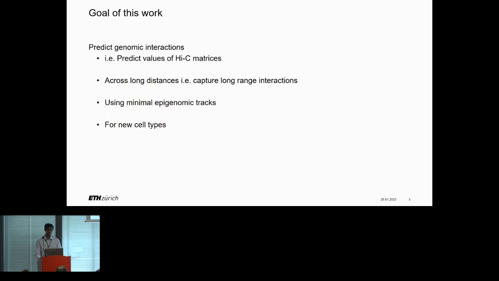The broad goal of this work would be to predict genomic interactions. So we predict values within these Hi-C matrices such that we can capture long-range interactions. At the same time, we would also want to focus on using minimal epigenomic training data sets to predict this. And we want our method to be generalizable to new cell types. The reason is that if we have a cell type for which we do not have enough data to conduct this Hi-C experiment, we should still be able to somehow do in silico studies on top of it.